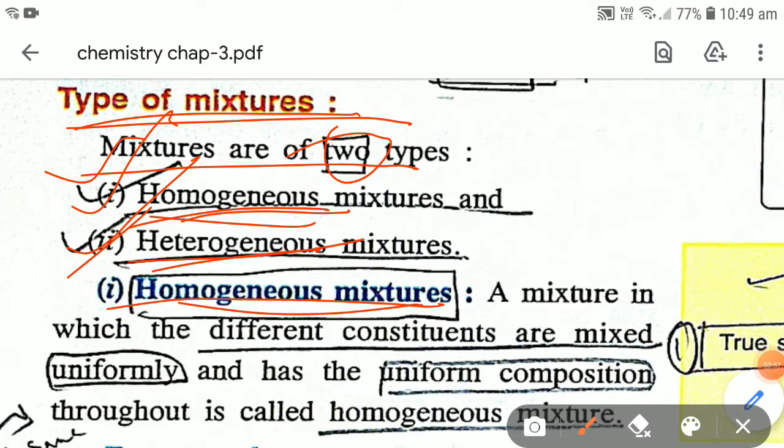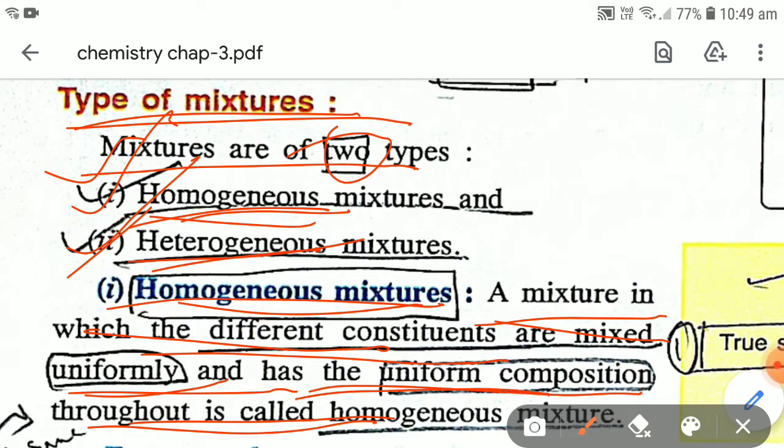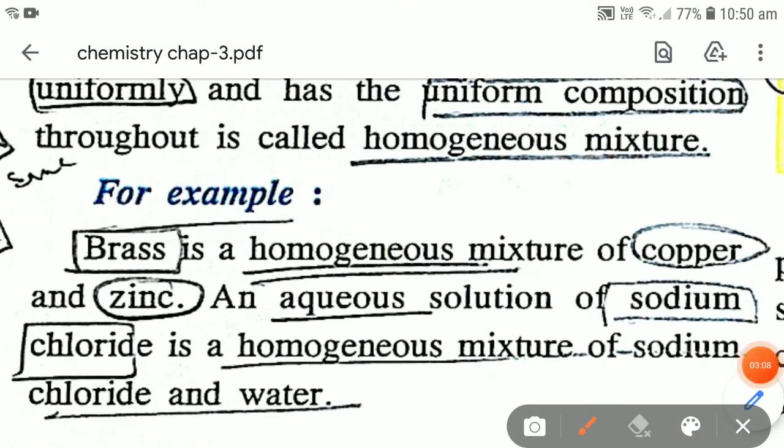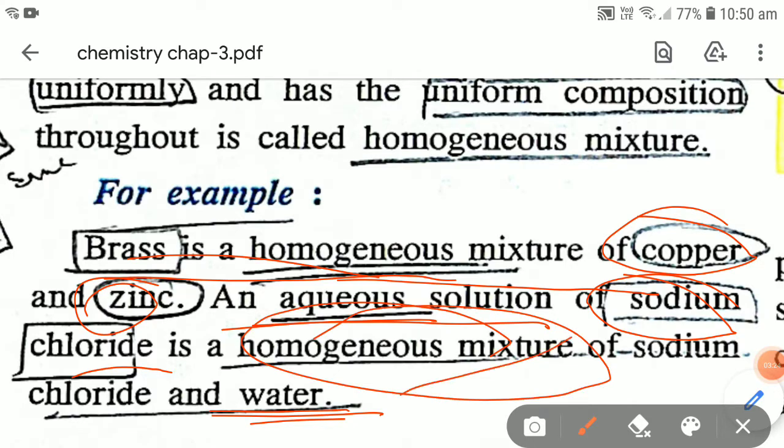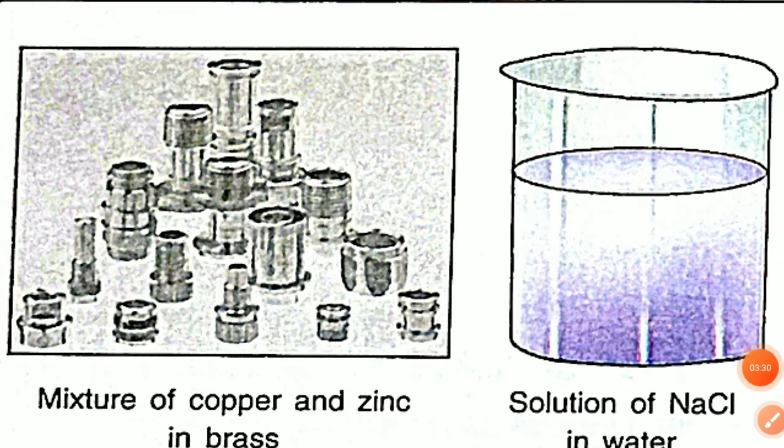Now let us study homogeneous mixtures. A mixture in which the different constituents are mixed uniformly and which has uniform composition throughout is called a homogeneous mixture. I told you this. We have some examples here, like brass is a homogeneous mixture of copper and zinc, and an aqueous solution of sodium chloride is a homogeneous mixture of sodium chloride and water. Look at these diagrams to understand better.